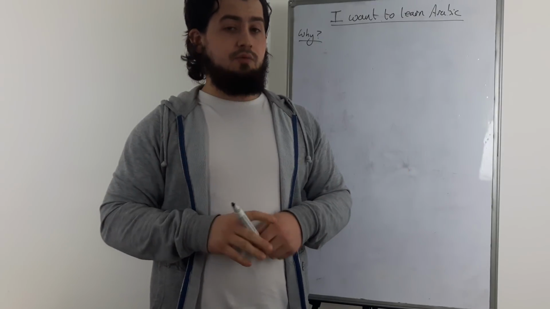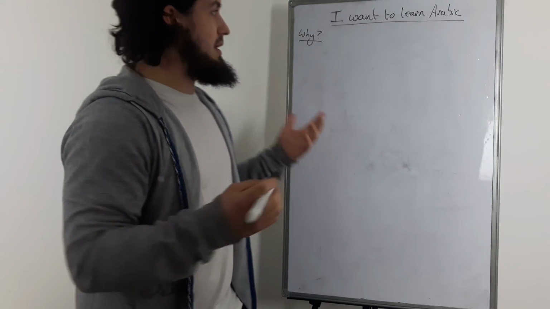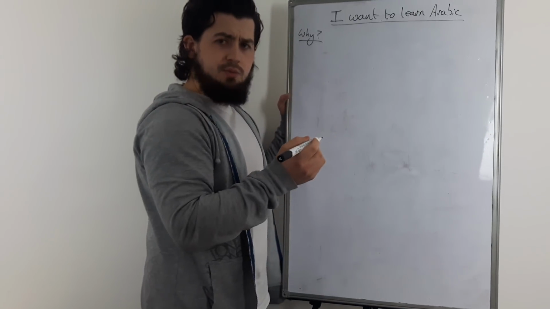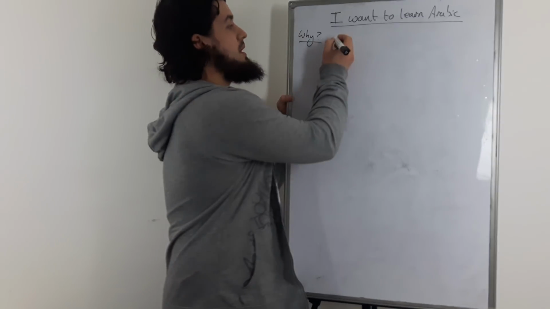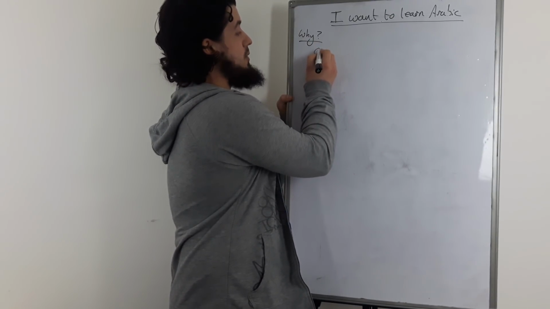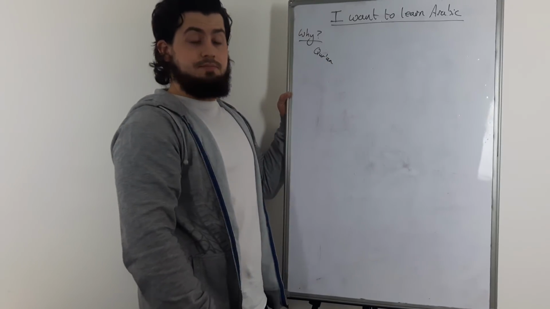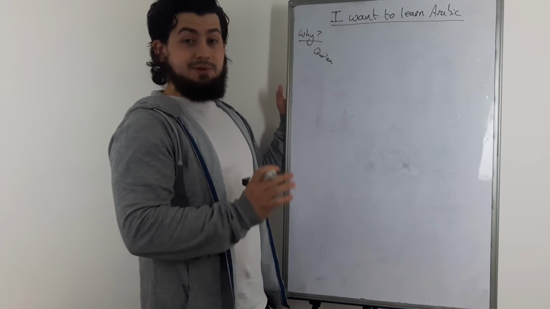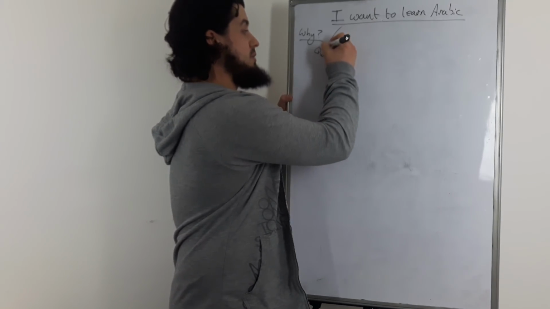So let's run through some really common reasons why someone might want to learn Arabic. I'm going to write quite small. I'll zoom in on it if I see when I'm editing that it's a little bit too small. But let's start with some reasons. So a really big one, okay? Quran. Allahumma barik, alhamdulillah. A lot of people want to learn Arabic for the Quran, yeah? So the Quran, that's a good one.